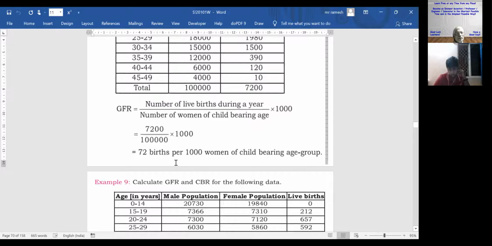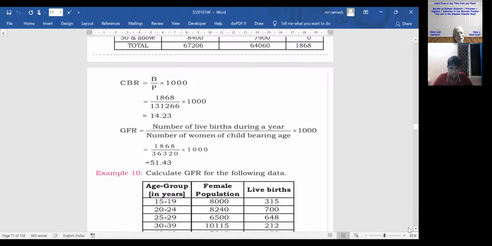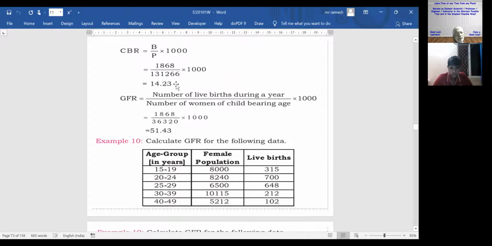See here he has written in this example, per 1,000 women of childbearing age group. So when it comes to that, you have to write all this in full. Don't write only the number there. So here in the answer, he has not written this explanation. You write it here, 14.23 per 1,000 population. And here you write per 1,000 female population of childbearing age.